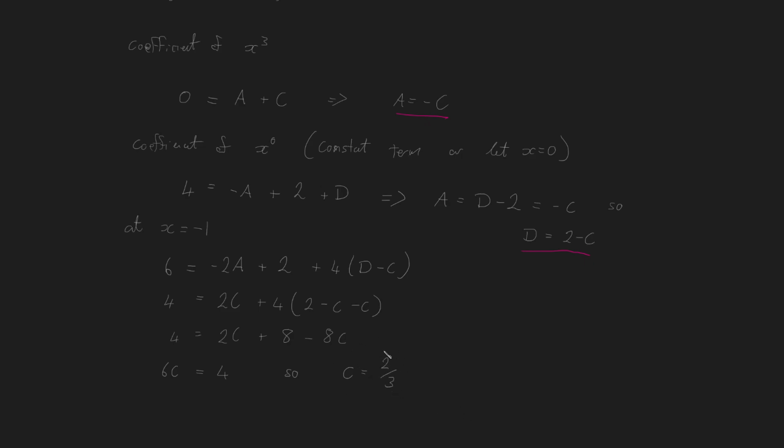Now c is equal to 2 over 3, I can easily relate that to a, so a is minus 2 over 3, and similarly d is 2 minus c, or 2 minus 2/3, so that will be 4/3. And so that gives me all the information that I need. I'll put it back together and then I'll resume from there.